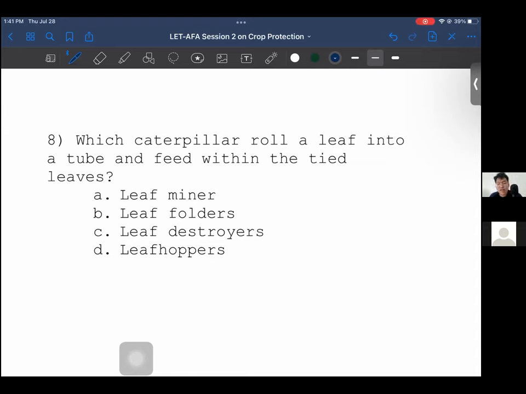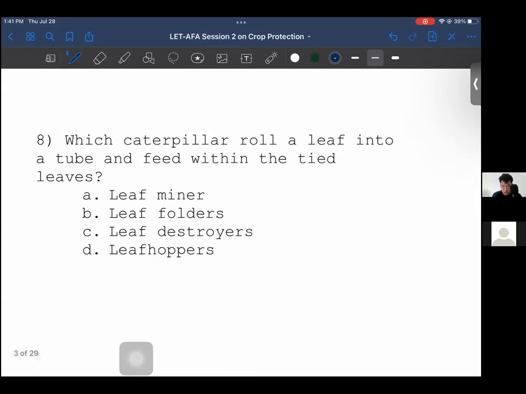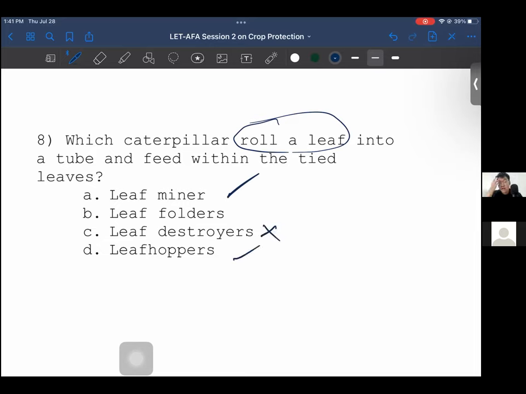Ayan. So the answer for this is letter B, which is leaf folders. The keyword here is roll. Roll a leaf. Actually, meron talagang leaf miner, meron talagang leaf hoppers. Leaf destroyers ay panggulo lang dyan. So ang leaf folders, they roll yung mga leaf natin.